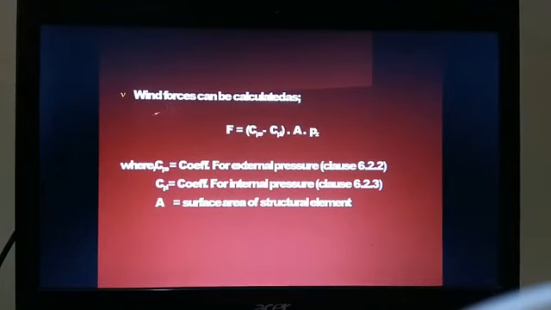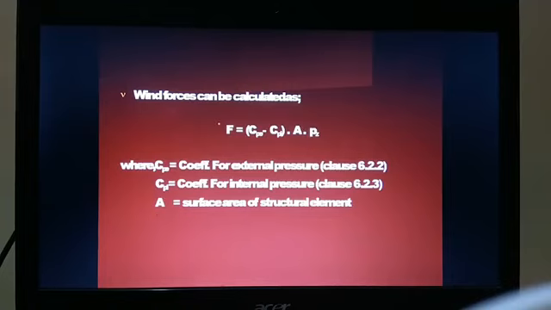And how to calculate the wind force? You calculate the wind pressure, and A is the surface area of the structural element. CPE and CPI are the coefficient of external pressure and the coefficient of internal pressure. How to calculate CPE and CPI is given in clauses 6.2.2 and 6.2.3. Tomorrow I am going to solve the first problem on wind calculation, so while calculating the wind speed, wind pressure and wind force, you can understand how I calculate the CPE values, CPI values, surface area and pressure.